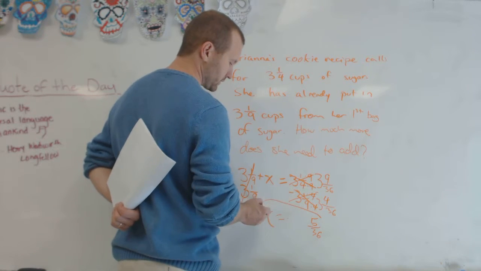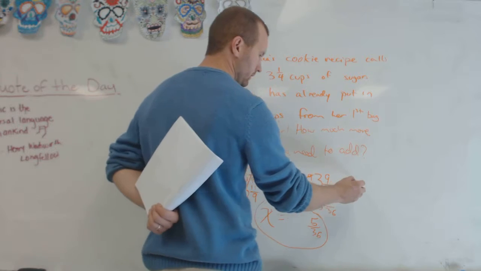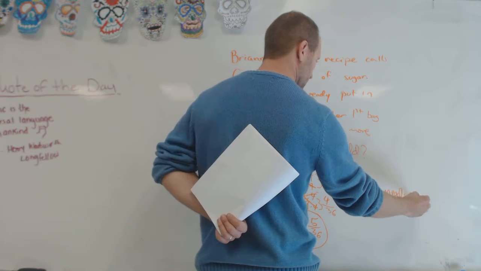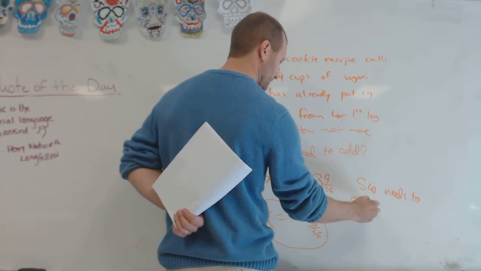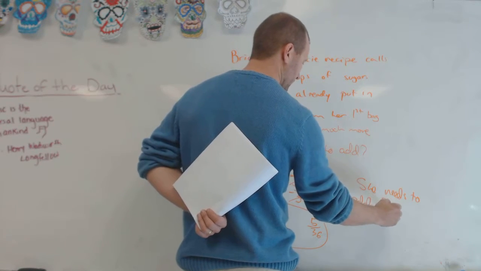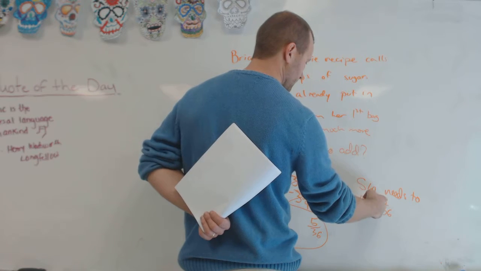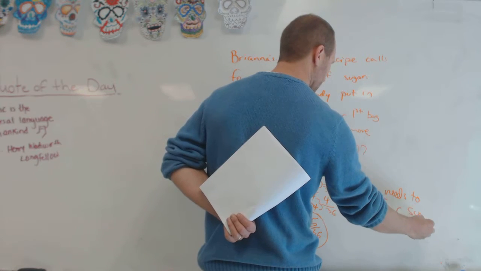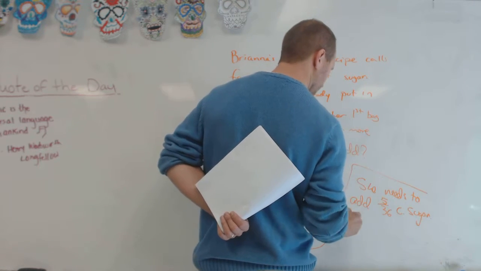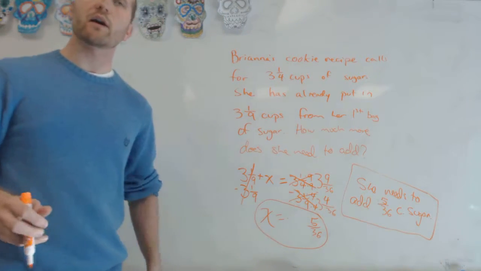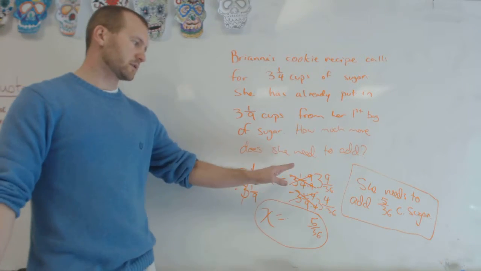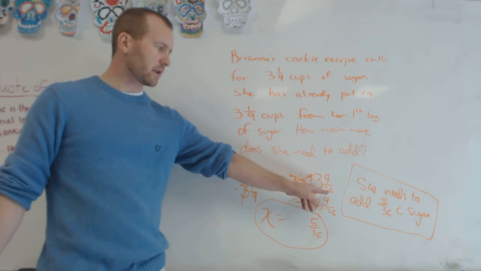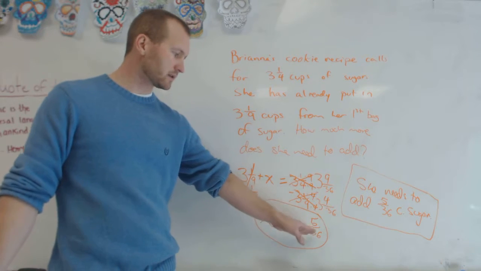Yeah, so the answer is just she needs to add 5/36 cup sugar. That's your final. Make sure you write all the steps down that we need to get there. So multiplying to get the same denominators, checking that we actually had the same denominators, then subtracting.